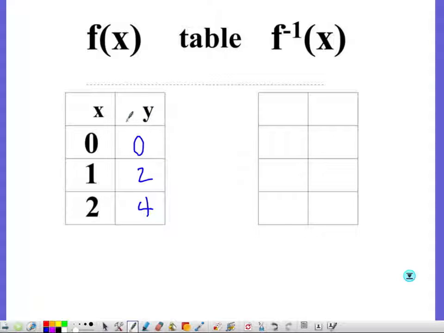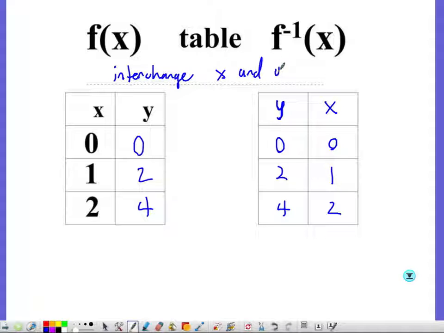All you have to do to take the opposite, the inverse of a table, is to interchange the x and the y. So you see what I did here? Now my y is going to go as my input, and my x is going to be my output. So I interchange x and y. So it's actually very simple to go from a table and find the inverse of that table. It's basically switching the x and the y. Interchange the x and y.